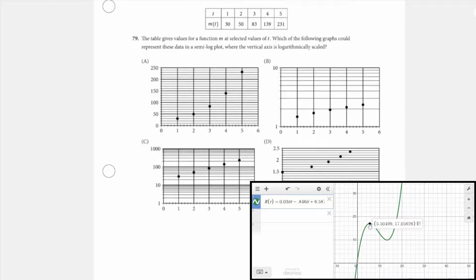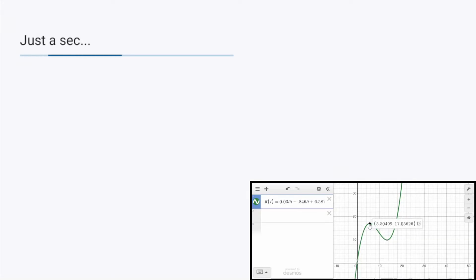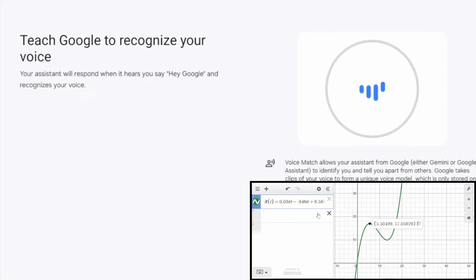Okay, I'm going from 30 to 231. So I definitely don't need to be... Oh wait, and A is not actually logarithmically scaled. It just kind of, they did the shading or the relative weights as if it was. What is going on here?